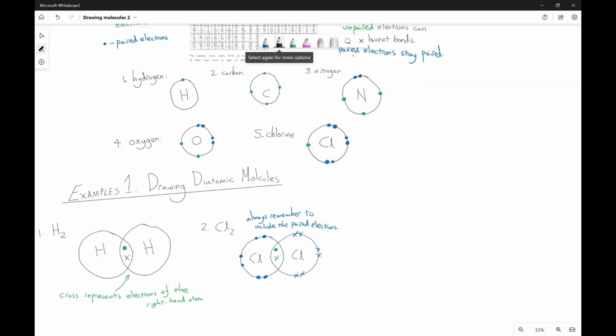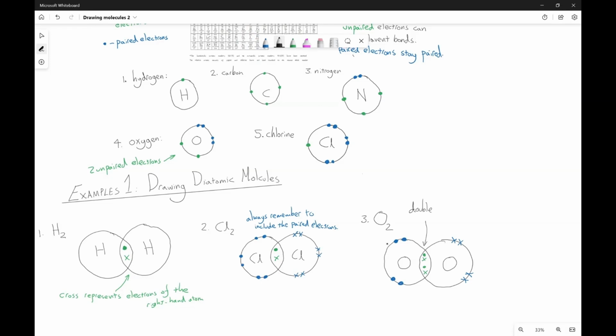Example number 3, we've got oxygen. Slightly more difficult because oxygen has 2 unpaired electrons. So what happens is oxygen shares these 2 unpaired electrons like so, and it's got 2 lone pairs on each atom too. And the 2 shared electrons are known as a double bond, as you can see there.